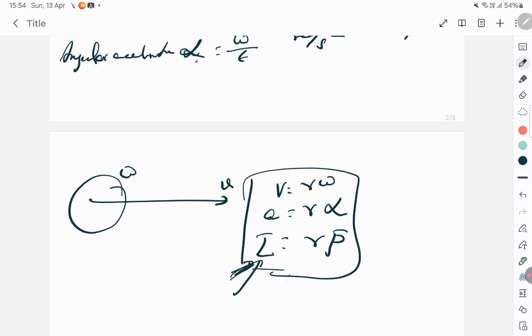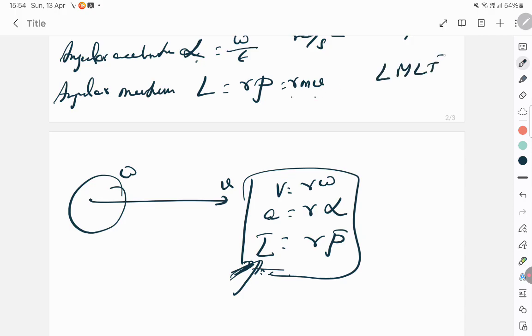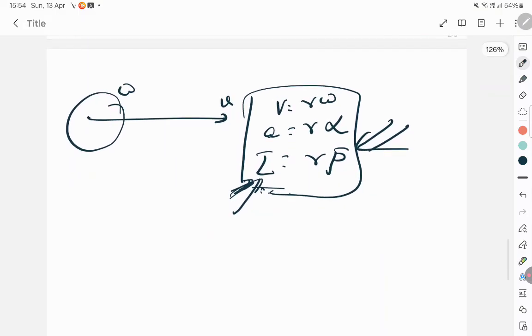Why? Because I'm going to write an expression for angular momentum. When they ask you angular momentum, it's L, which is r into p. P is mass into velocity, which is nothing but r m v. Let's write the dimensional formula. R is L, m is M, velocity is L T to the power minus 1. So M L square T to the power minus 1 is the dimensional formula for angular momentum. That you will know only if you know it's r into p, for which you should know these basics in physics. Correct?